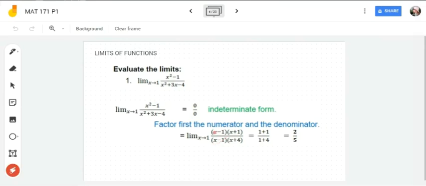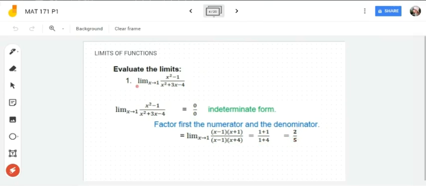And we have x minus 1 here, so you can cancel that out. The remaining expression will be x plus 1 over x plus 4. Because of this, we can start evaluating it by substituting 1 for x. So that will become 1 plus 1 over 1 plus 4, and 1 plus 1 is 2, and 1 plus 4 is 5.